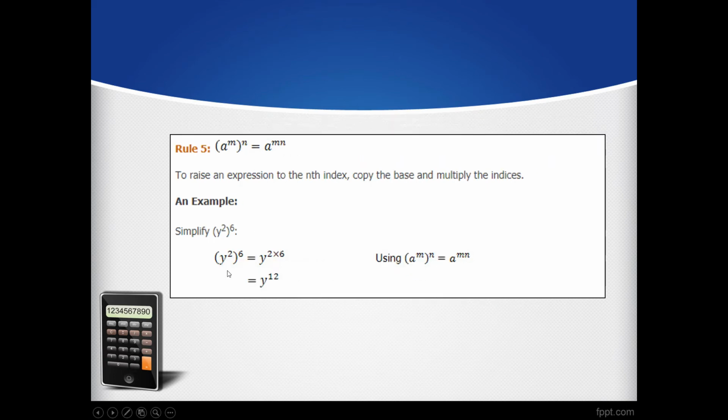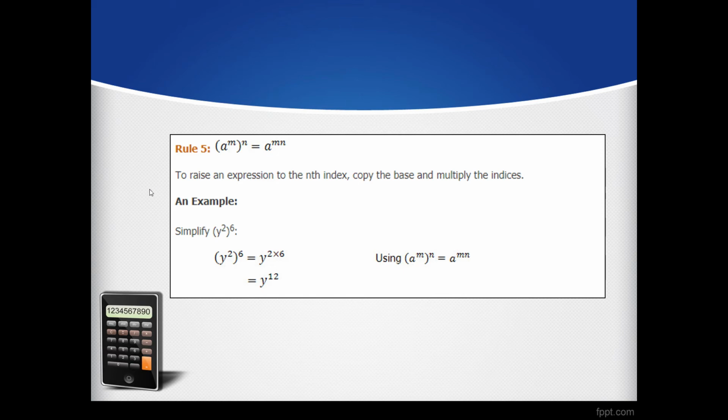All right. So next rule: to raise an expression to the nth index, copy the base and multiply the indices. So this one is different from earlier, because this one is raising to the power of the nth index, while earlier, you were multiplying the same bases with different indices. To further explain, earlier it was a^6 multiplied by a^5.